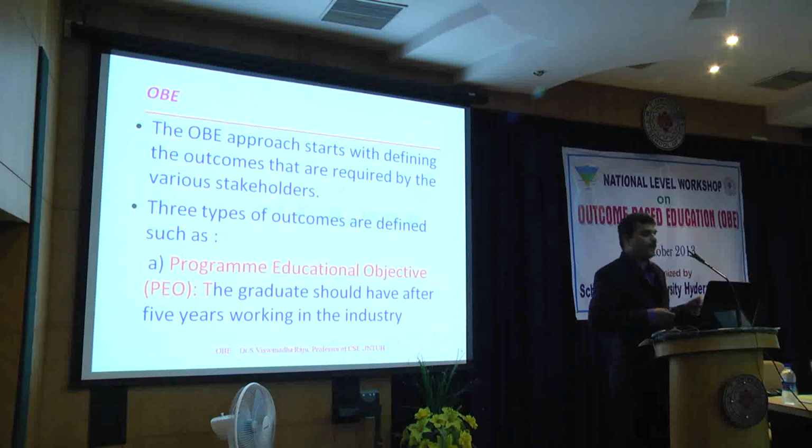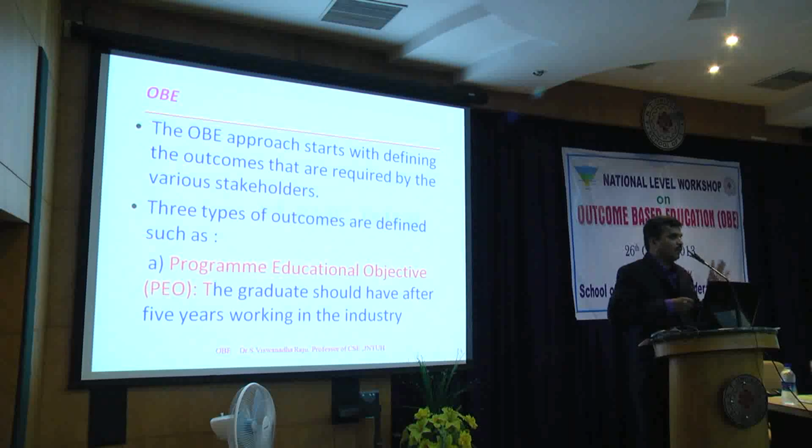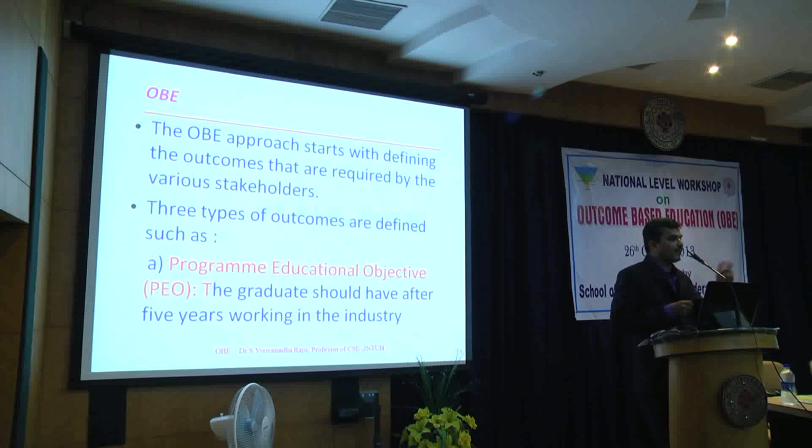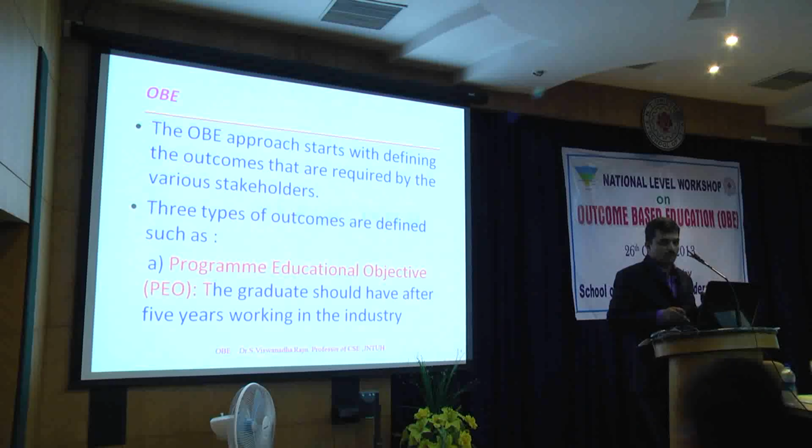Now OBE starts with 3 components. What are the 3 components? One is PEO. PEO means Program Educational Objectives. The next one is Program Outcomes. And the third one is Course Outcomes. These are the 3 components, sir. It starts with these 3 components.